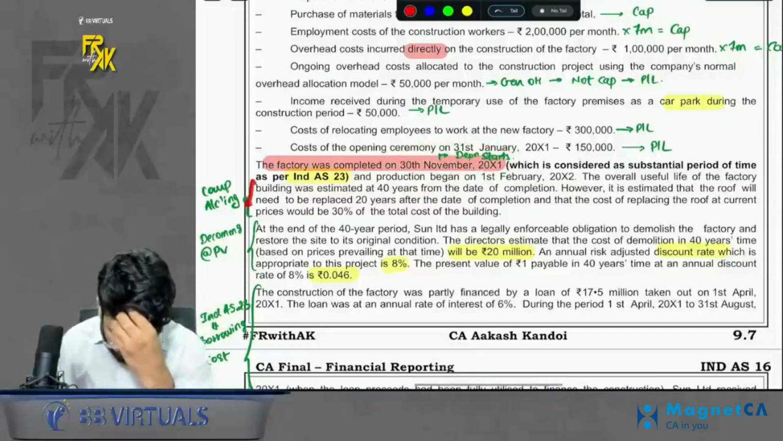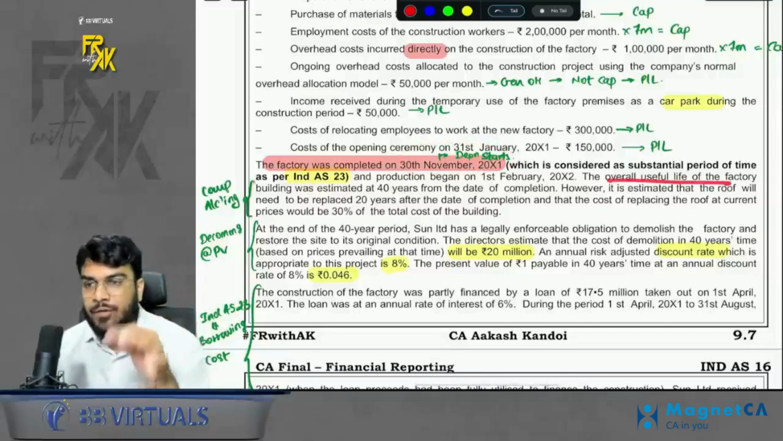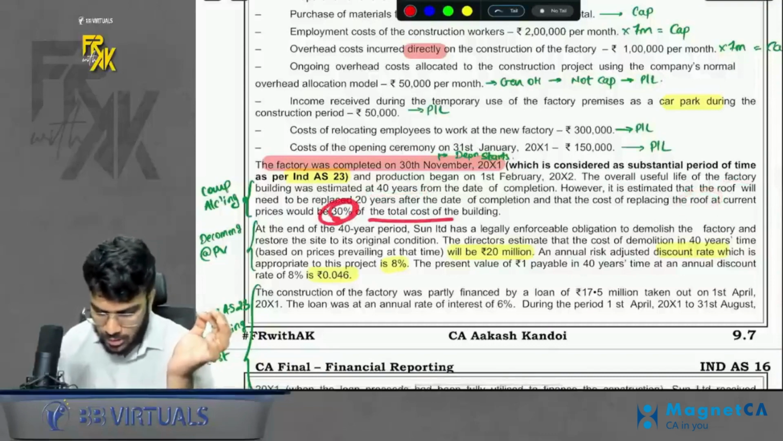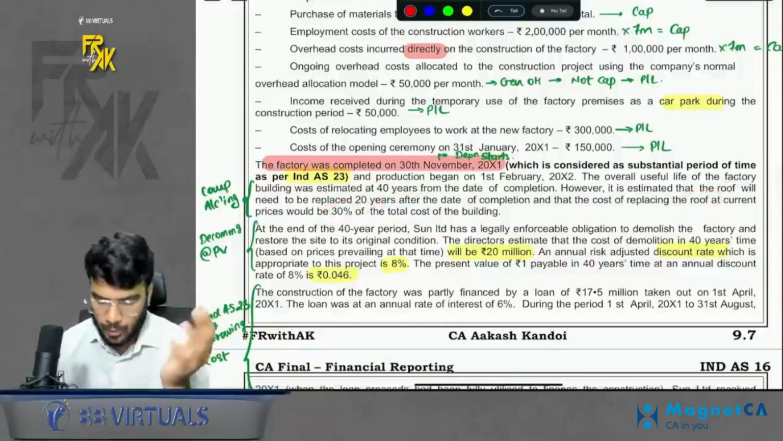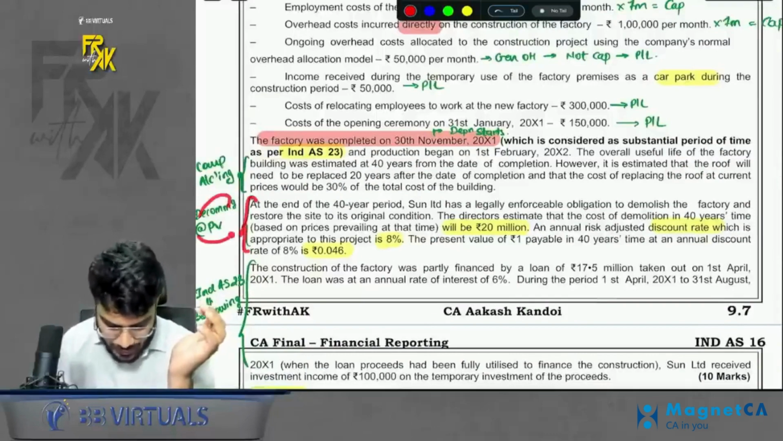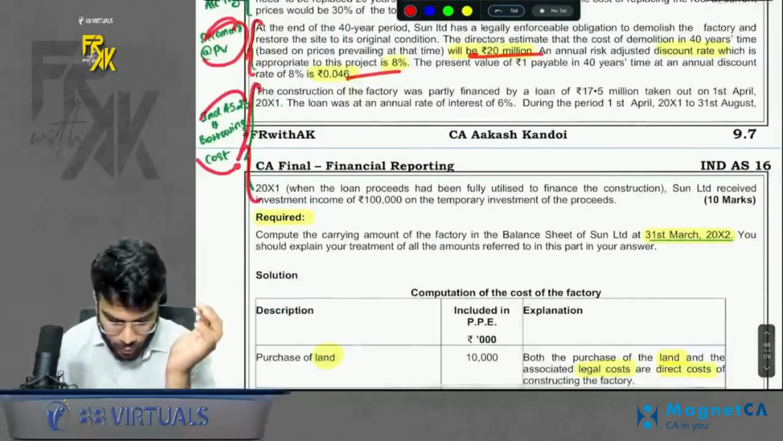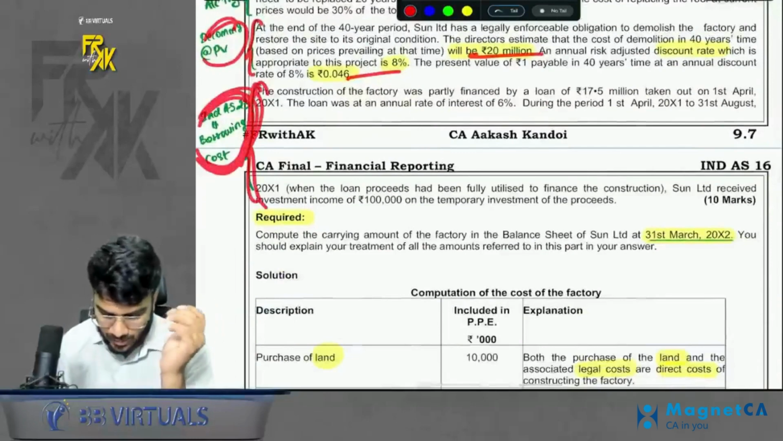Okay. Then here information is given for component accounting that the factory had a life of 40 years but it had also a roof representing 30% of total cost which have a life of 20 years. So we will do it. Okay. Next paragraph is for decommissioning. We will take that at present value. Okay. Next paragraph is for borrowing cost. So if you know the index 23, you will understand this paragraph as well.